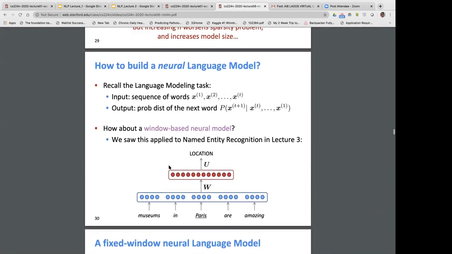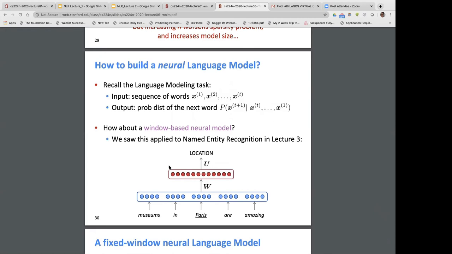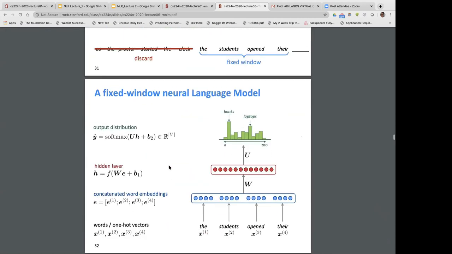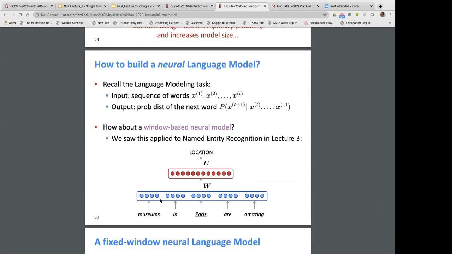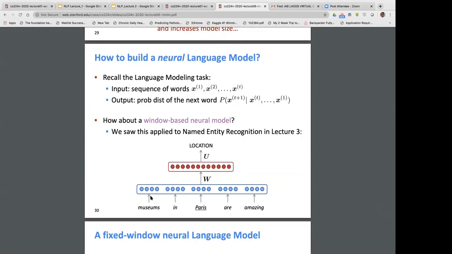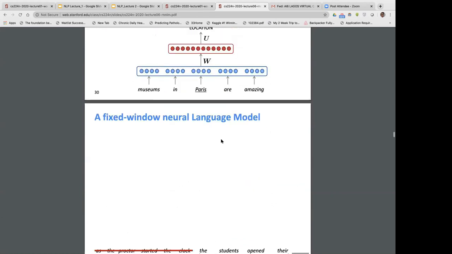This is just showing us how we can build a language model with neural networks. So this is what named entity recognition looks like anyways. You have "museums in Paris are amazing," and you want to predict the named entity of Paris. So you'd collect the word embeddings of all these words, concatenate them and use them to predict the named entity, which is location in this case.